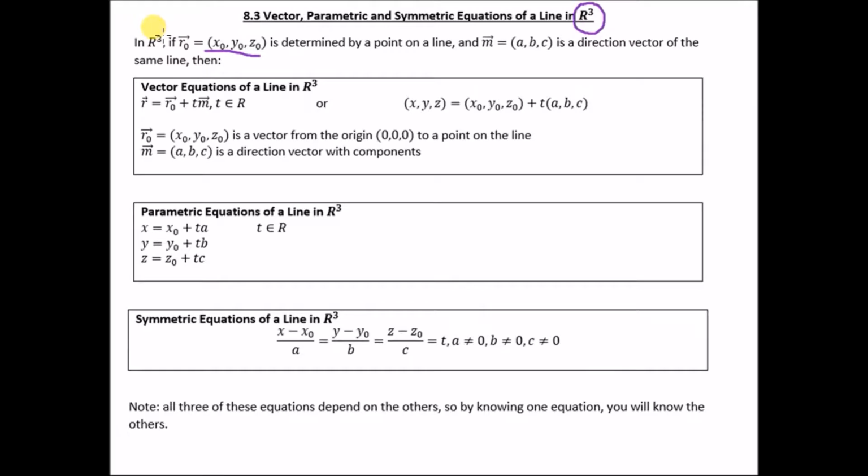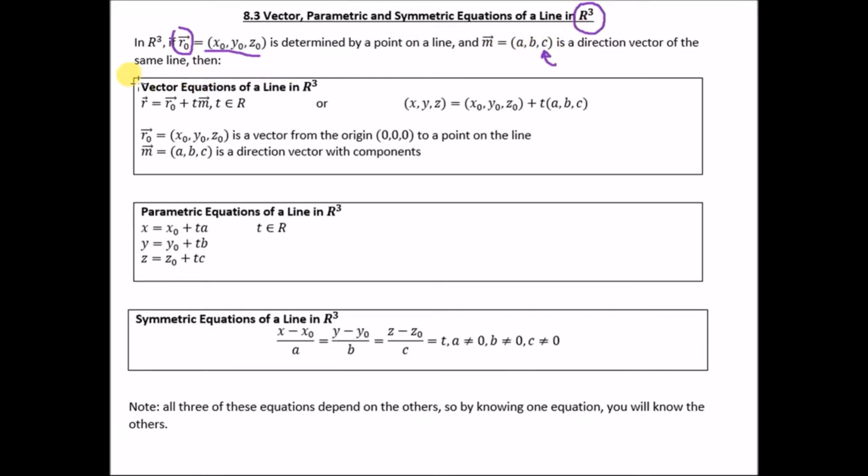So in R cubed, which is like 3D, if vector r naught equals x naught, y naught, z naught, it is determined by a point on the line. And direction vector m is now going to be a, b, c. So one extension onto that.